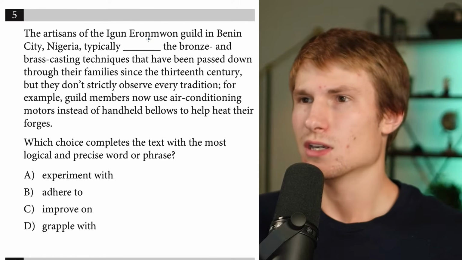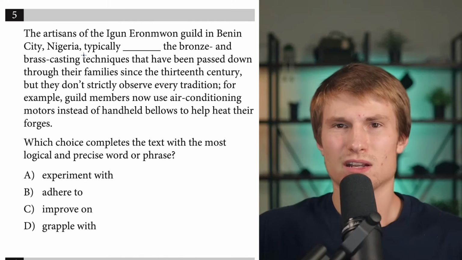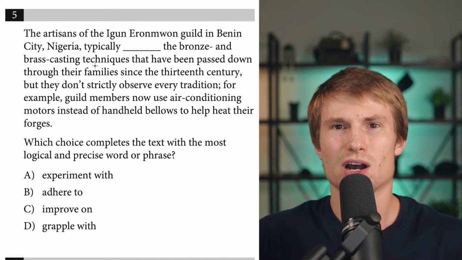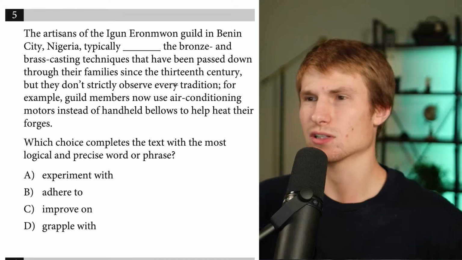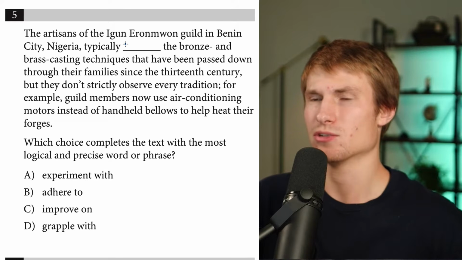The artisans of the Egon Uranomam Guild in Benin City, Nigeria, typically blank the bronze and brass casting techniques that have been passed down through their family since the 13th century, but they don't strictly observe every tradition. Okay, so I'm assuming they do observe this one.